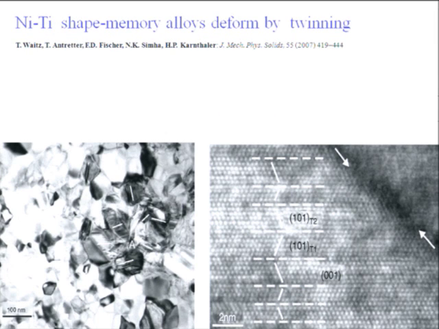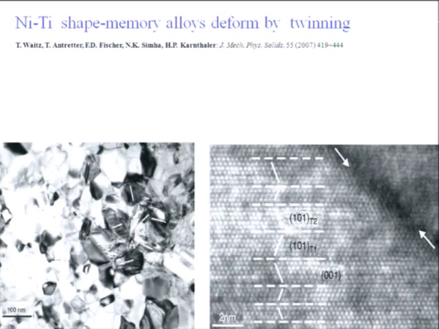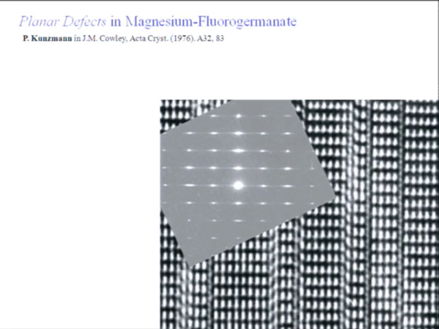Nickel-titanium shape memory alloys deform by twinning, and you see how the twin sequence can be extremely large. The distance between two twin layers is very small. This is a very old micrograph stemming from before 1976. Actually, I took the reference from the book of Kali. Probably many of you know this book.